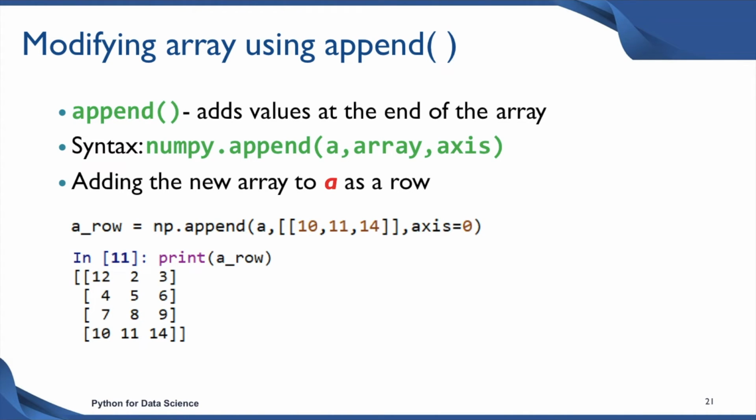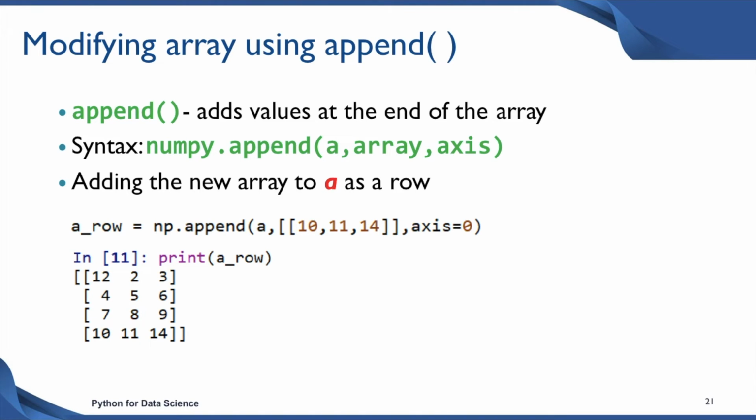What it does is add the values at the end of the array, right? So it is similar to your list append method. So we have your original array, the array you want to append, and your axis, right? So whether we want to append it as a row or as a column. But one thing you need to note down: the array which you are trying to append must be in the same dimension in the row or in the column, otherwise it will result in an error, right?